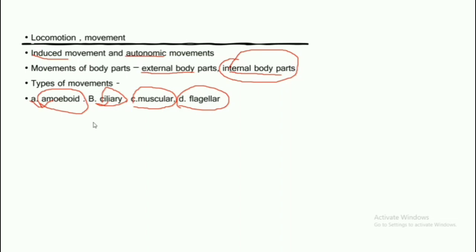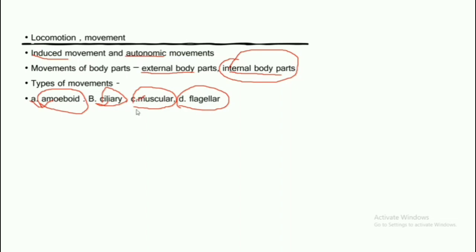Ciliary movement: the ciliated epithelium which is present in the fallopian tubes of the female, in the vasa efferentia in the male reproductive system, and in the digestive system. So these ciliated epithelium, with the help of the cilia, can transport the material from one place to the next place. For example, the ova, that is a secondary oocyte in the female fallopian tube, is transported from one part of the fallopian tube to another part. As well as the sperms in the male reproductive system, they are also transported from one region to the next region with the help of the ciliated epithelium.